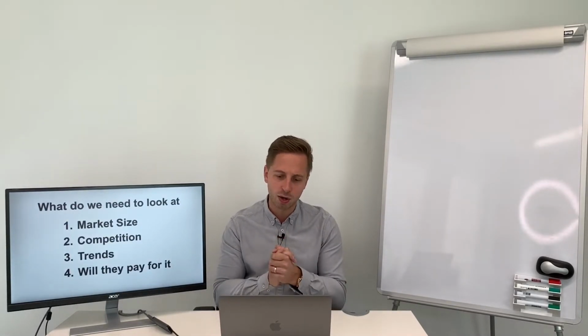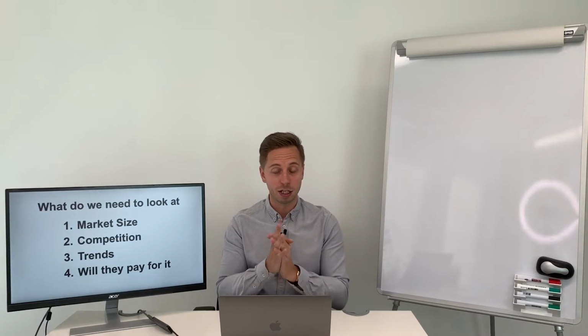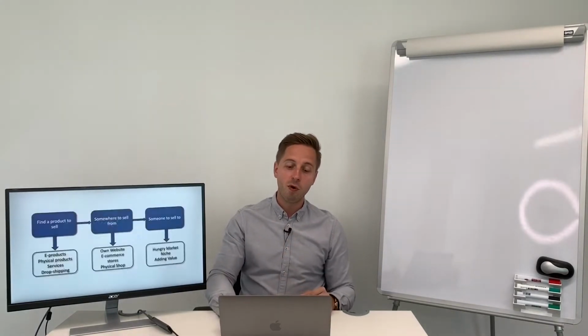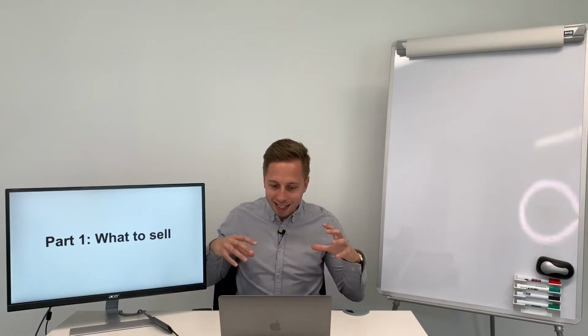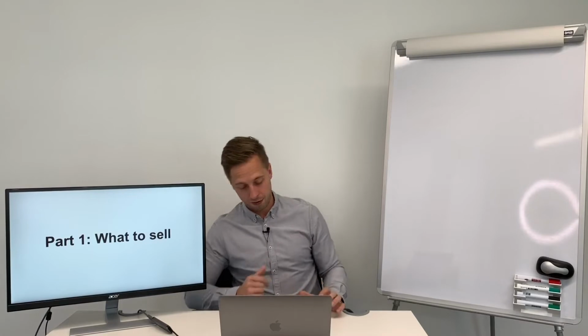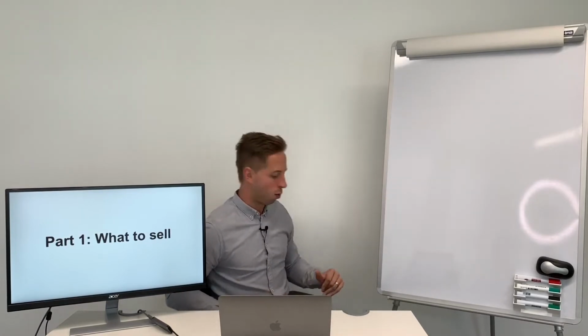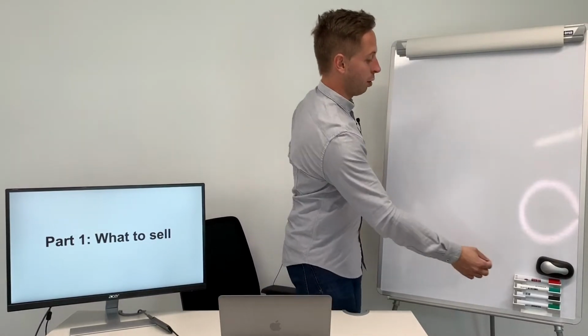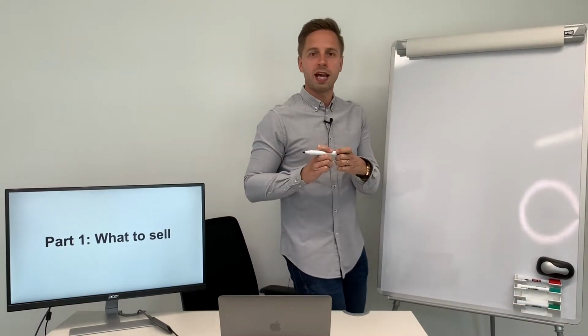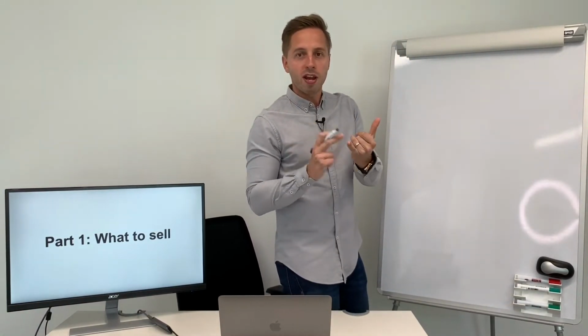We're going to focus on the first bit, which is something to sell. What we need to look at when doing our research is market size, competition, trends, and will they pay for it? But before we do that, I really want to delve deeper into the different types of products that we have. Let me use my little whiteboard here. Let's go with black. So we've got different types of products.